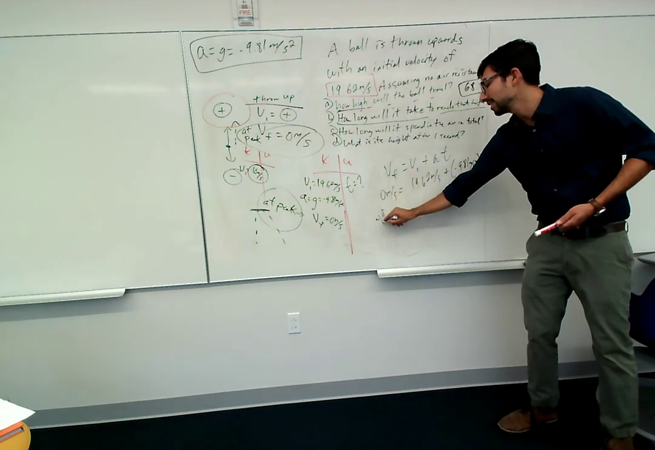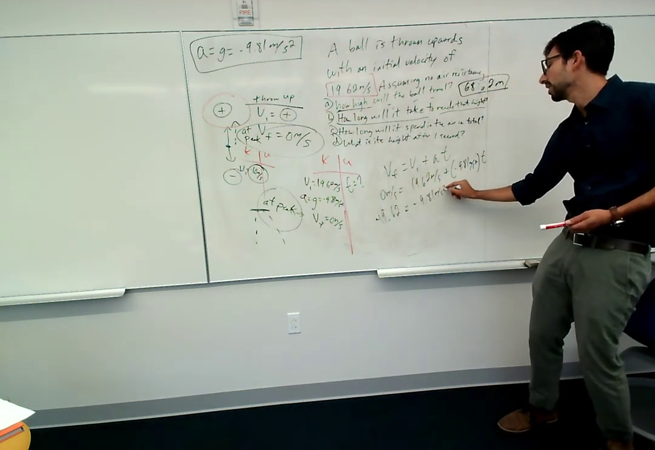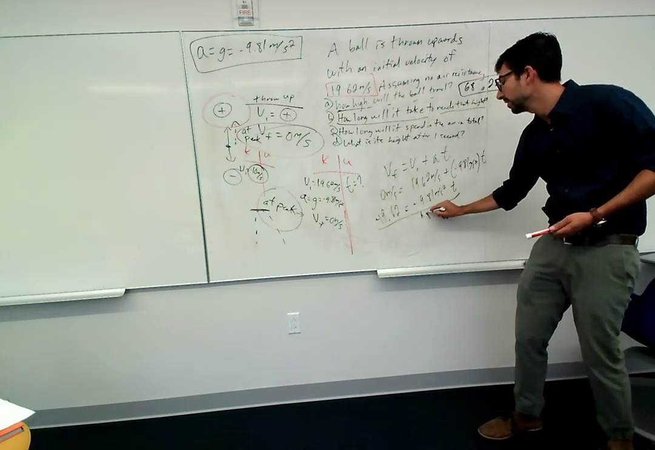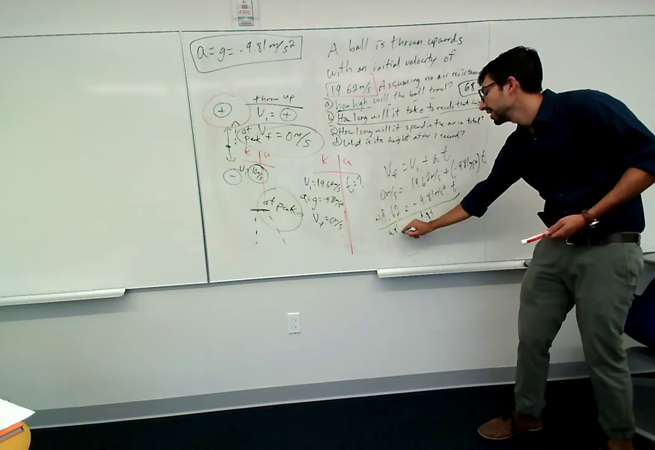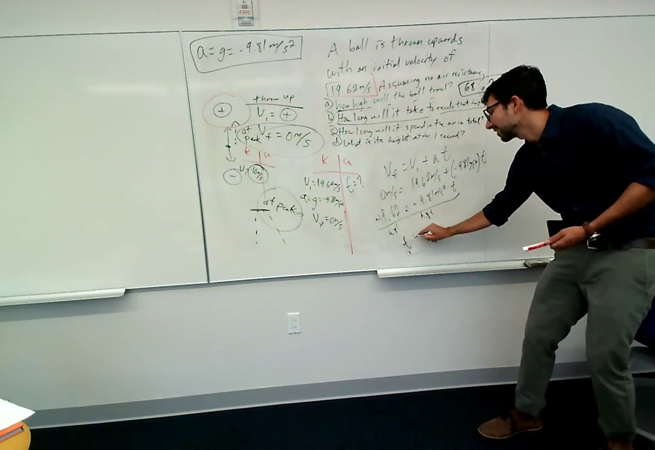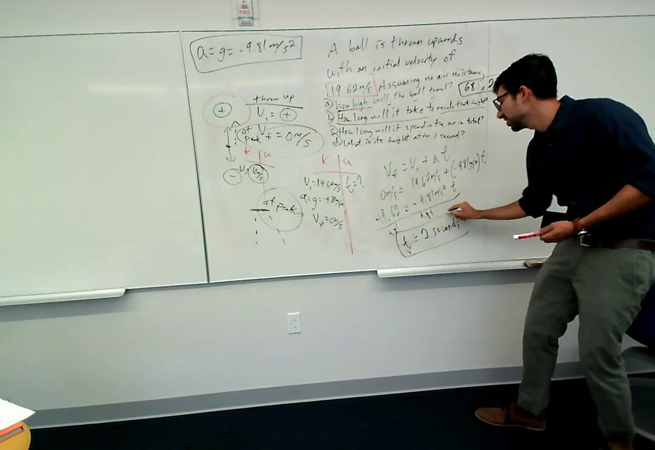Subtract this, 19.62 equals negative 9.81 times time, divide by 9.81, and you should get a time of 2 seconds. This object will take 2 seconds to reach its peak height.